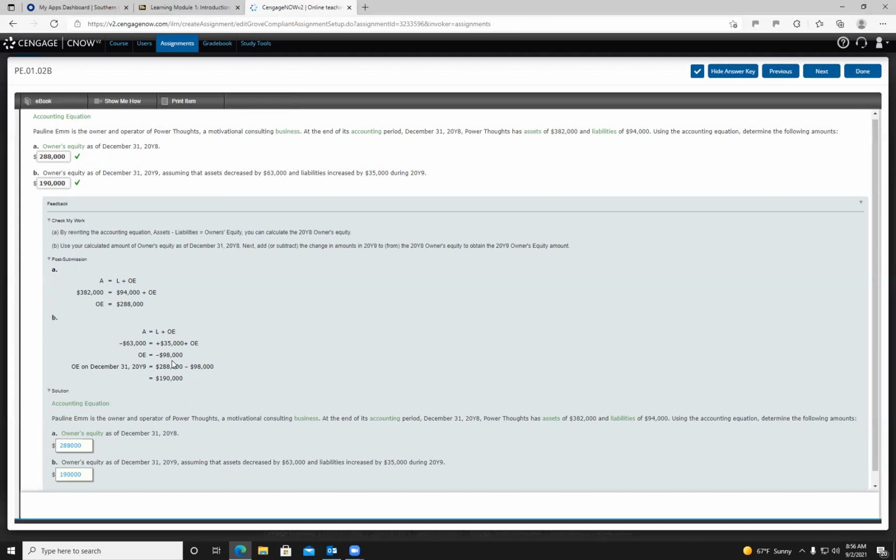And you subtract the negative 98,000. Well, you subtract 98,000 from the 288 from A, and that gives you 190. So there's two different ways you could solve it. Both ways are completely acceptable. It's just whichever way works best for how your brain views the equation.